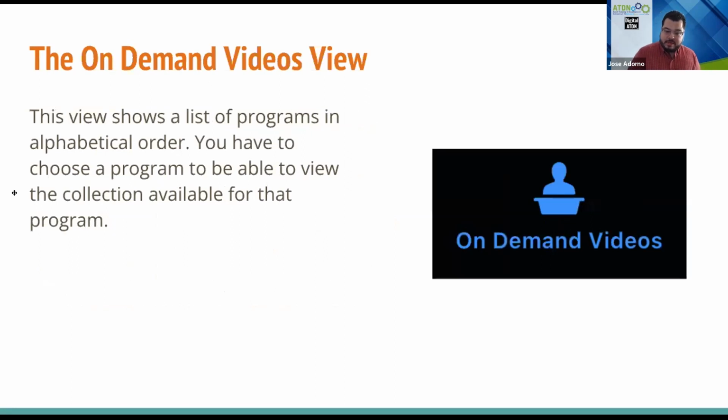The second was the on-demand videos view. This view shows a list of programs in alphabetical order. Users had to choose a program to be able to view the collection available for that program. And I'll show you a little bit more detail.